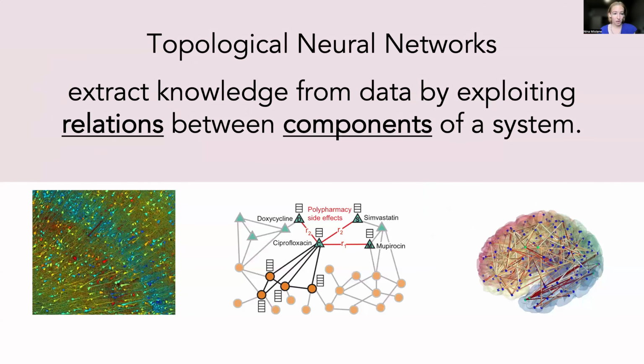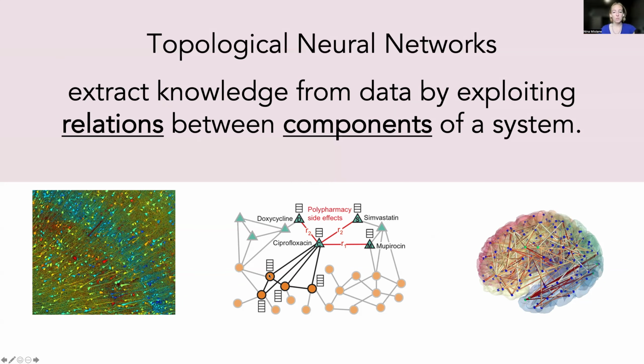Okay, so topological neural networks extract knowledge from data by exploiting relations between components of a system. In neuroscience, relations between components of a system could first be structural relations. That's what's illustrated here, an illustration of neurons related with each other by synapses. Here, the components are the neurons and the relations are the structural relations between these neurons. But the relations could also be chemical relations, for example, relationships between drugs, which is illustrated in this graph here.